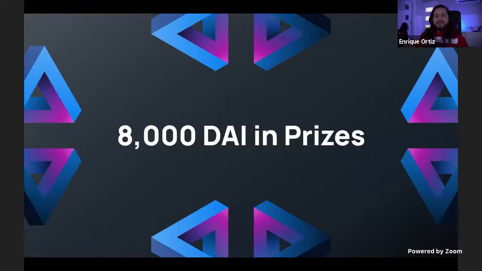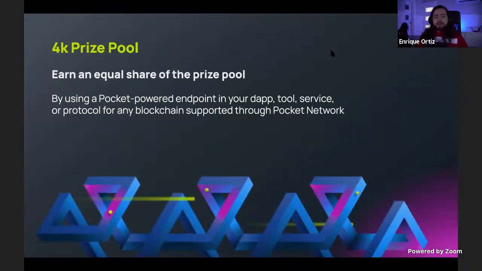We've got 8,000 DAI in prizes total. Of course, because of the ubiquity that Pocket Network can be used, we got some different types of prizes, right? First one is the shared prize pool of 4,000 DAI. You can then earn an equal share of the prize pool, right? You can use a Pocket-powered endpoint in your app. It's just as easy as signing up right now and getting that endpoint.